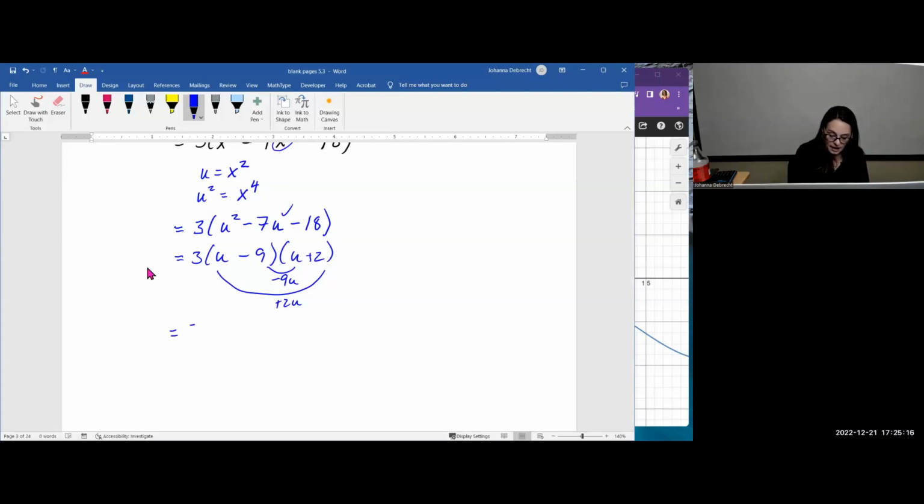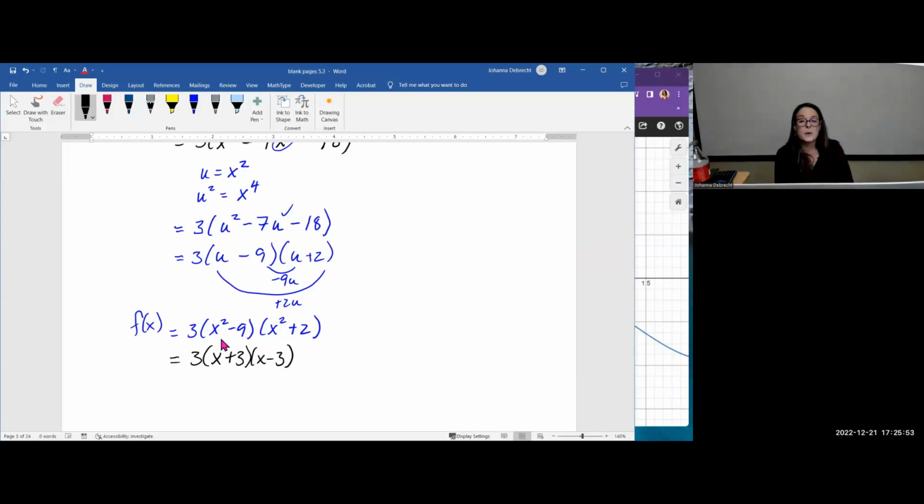So now I'm going to have 3 times x squared minus 9, x squared plus 2. So this is my function. And again, I want to find out where the x-intercepts are. So I've gone back to x instead of u. So once I've factored it as far as I can go, I go back to x. Now I want to look at this and say, well, can I factor x squared minus 9? Well, yes, I can. So this becomes 3 times x plus 3, x minus 3.